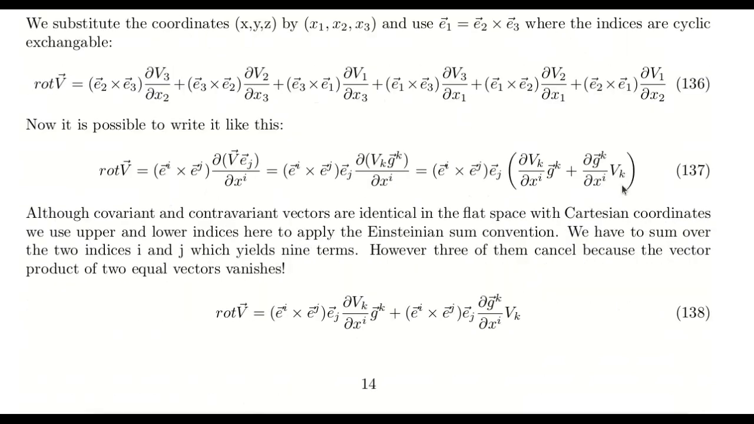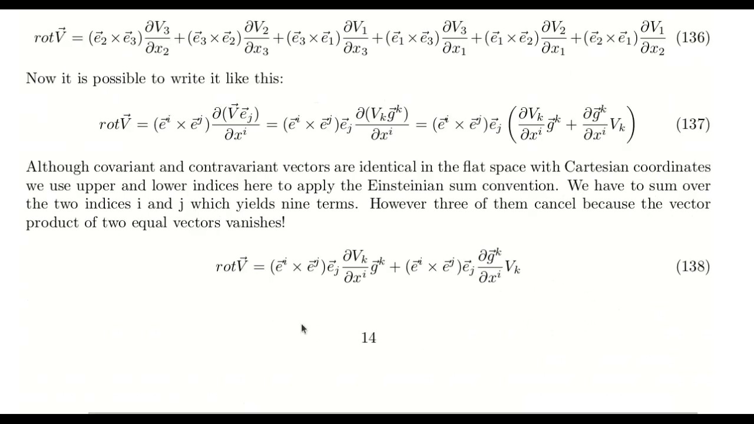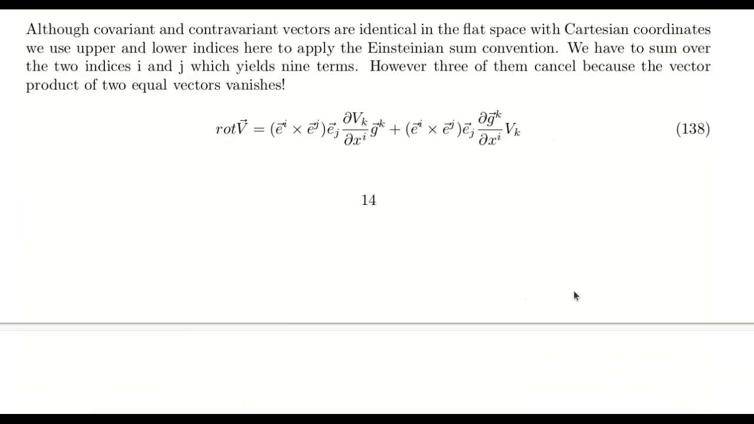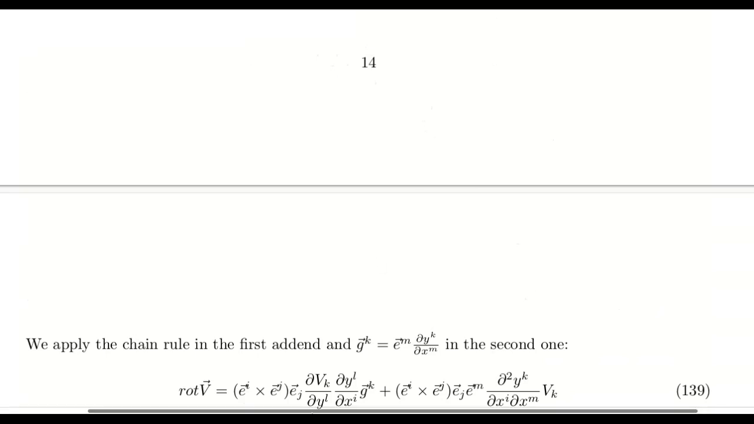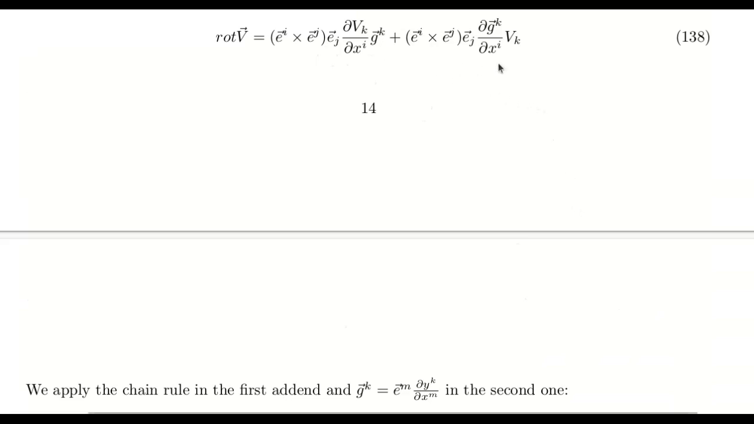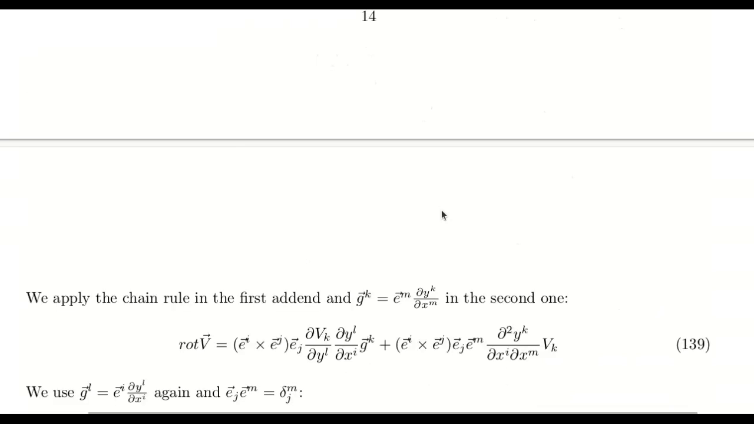Now we solve the big parentheses in 137 and get two idents here in 138. Now we apply the chain rule in the first term, then we differentiate v with respect to the y coordinates then. And in the second ident we substitute g vector by e vector and the differential quotient of the coordinates y and x. We have then 139.